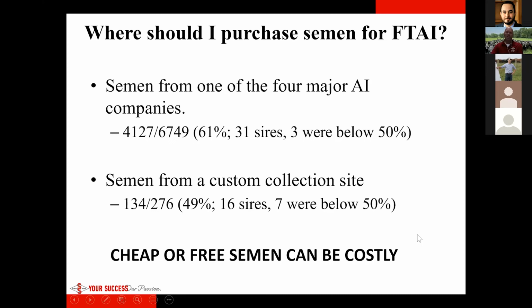That is one of the advantages of large AI organizations, and also the addition of using beef on dairy now, is we can send a lot of semen from these young bulls out to large dairies and have data back within 60 days on how those bulls are working from a fertility standpoint.